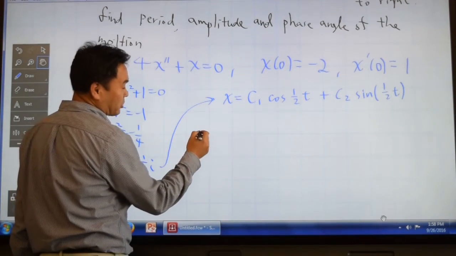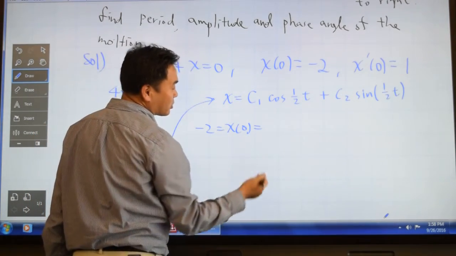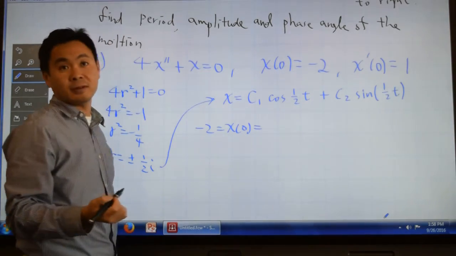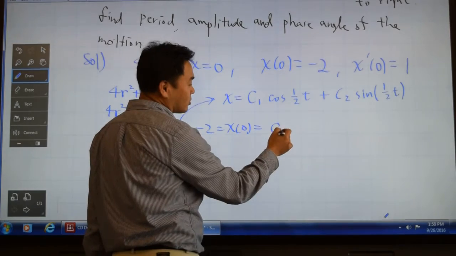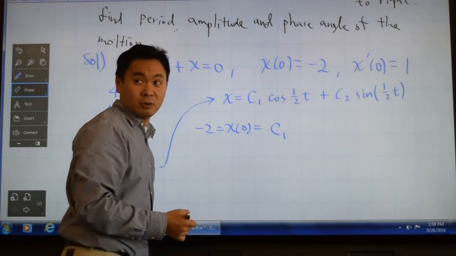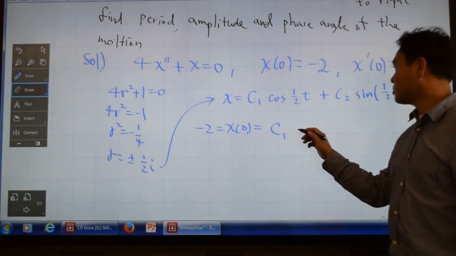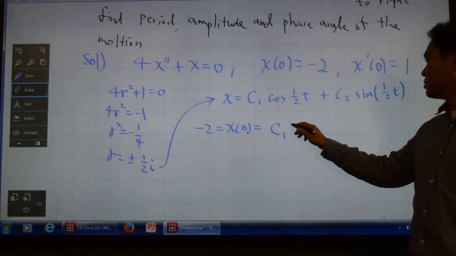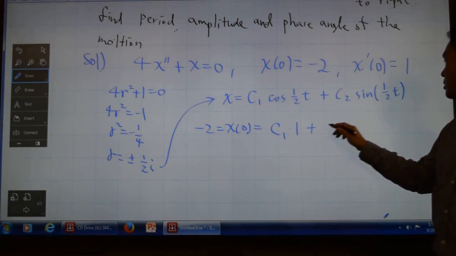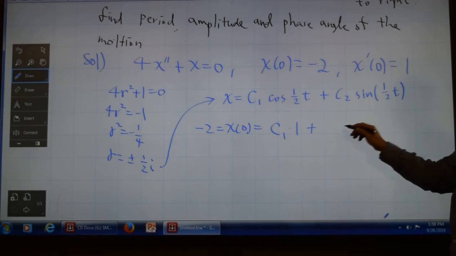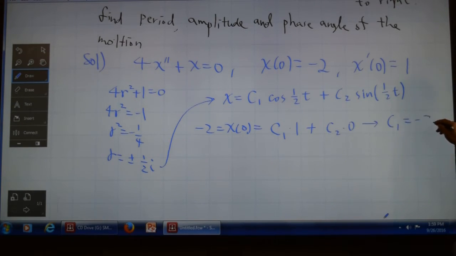Now plug in the initial values. Negative 2 is x of 0. But according to this, what is x of 0? C1 is the only term in x of 0. Because if you put 0 in, cosine 0 is 1 and sine 0 is 0. So that gives you C1 equals negative 2.